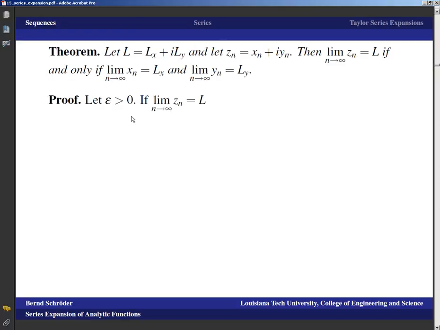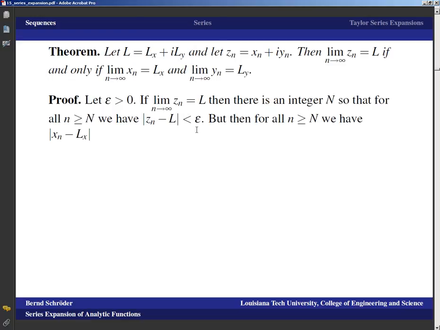We let epsilon be greater than 0. And if the limit of the Zns is L, well, then there is an integer N, so that for all n greater or equal capital N, we have |Zn minus L| is smaller than epsilon. But then for all n greater or equal capital N, we have that |Xn minus Lx|, which is smaller than |Zn minus L|, is smaller than epsilon. And, of course, similarly, we also have that |Yn minus Ly| is smaller than |Zn minus L|, which is smaller than epsilon, and that means that the Xns go to Lx and the Yns go to Ly.